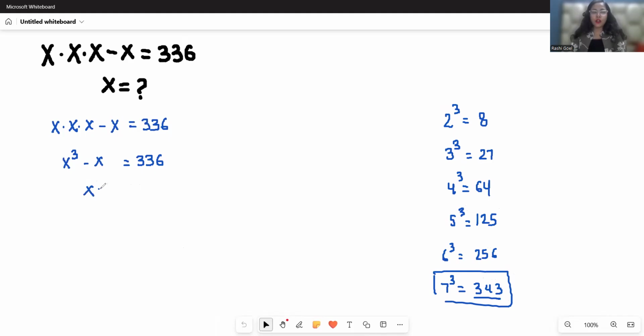So if we put x equals 7, so it becomes 7 cubed minus 7. 7 cubed is 343 minus 7. So this gives 336. So what is the value of x? 7. I hope it's clear and you find this method very useful.